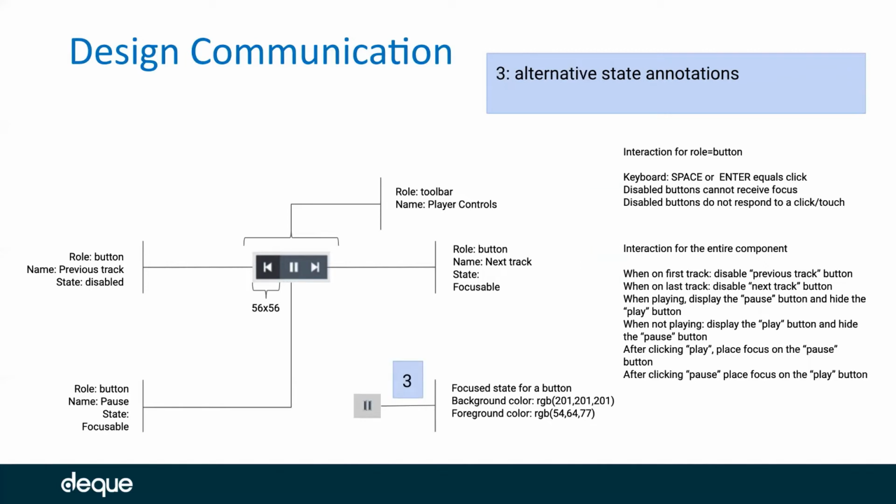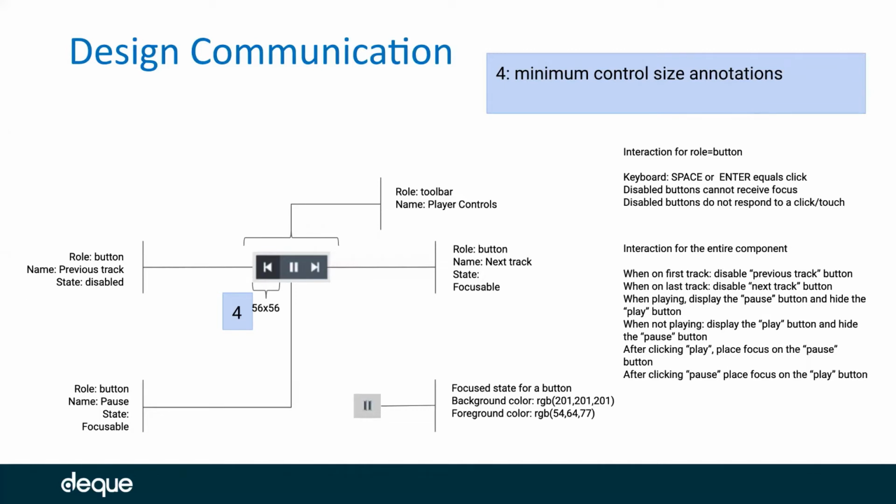The third type of annotation, or the third type of information that you need to communicate, is all the different states. So I talked about this disabled state of that previous track button, but there's also the focus state of the play pause button, for example, in the bottom. And so what I've done here is I've said the focus state for the buttons is using a different color scheme, and the foreground and background colors are there. And if I'm a designer that's worth their chops, I've done the color contrast calculations on those to make sure that they're all good.